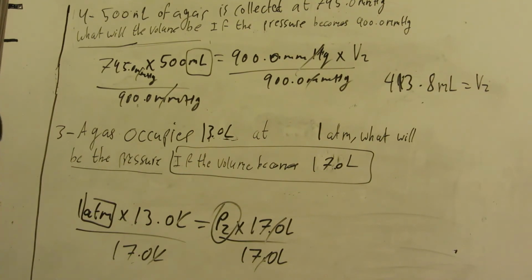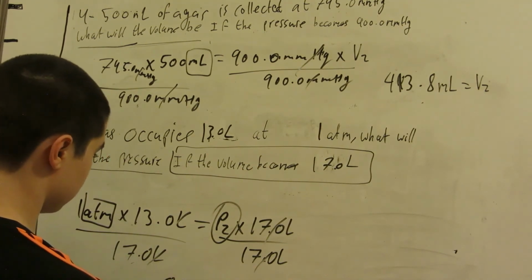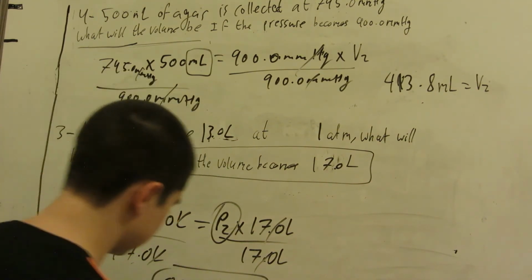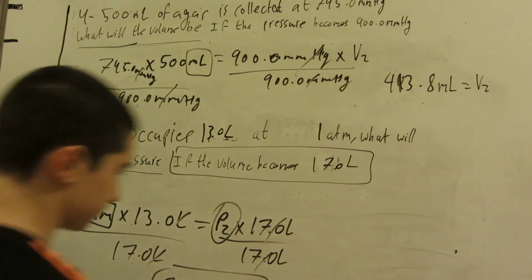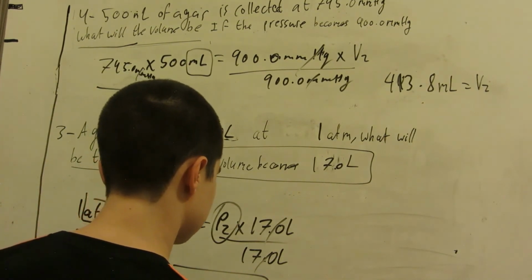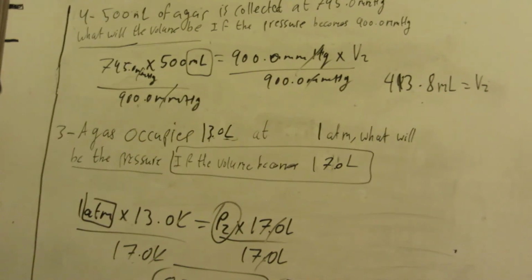So what's going to happen is that we're going to write 1 times 13.0 divided by 17.0, and that's going to give us an answer of 0.764 ATM. Great, so let me rewrite that again. It's going to be 0.764 ATM. That's going to be P2. That's the answer. Our last answer is this.